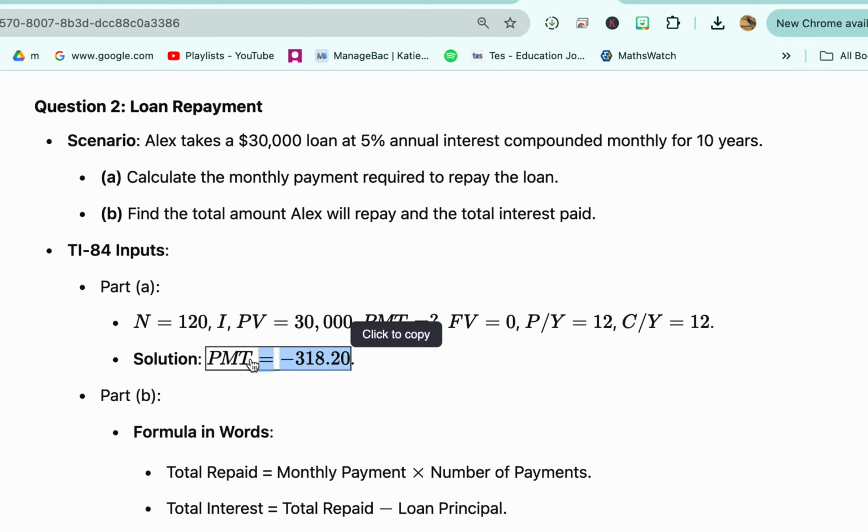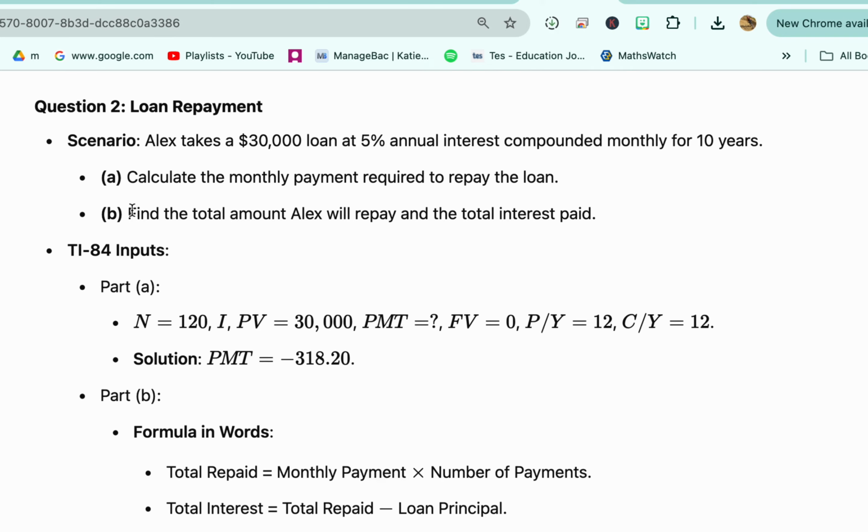But in the question, you would write the finance screen down in your exam, either horizontally or vertically. You'd write down the PMT, and then in your answer, you're going to change whatever you have to positive and say he pays 318.20. You don't even need to write it as a sentence.